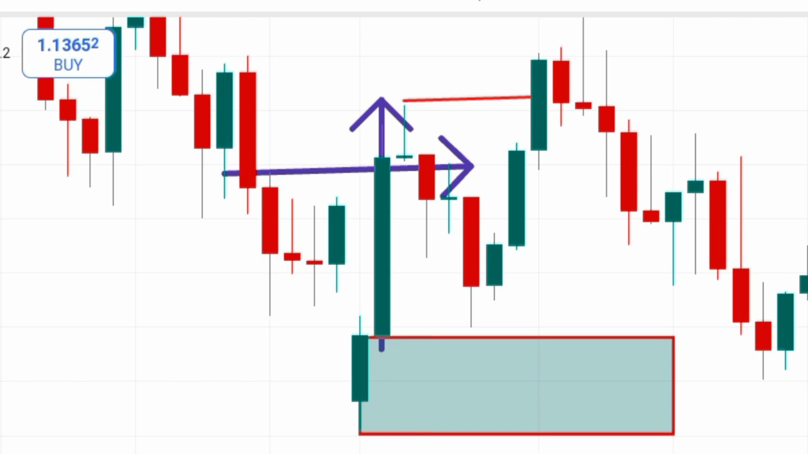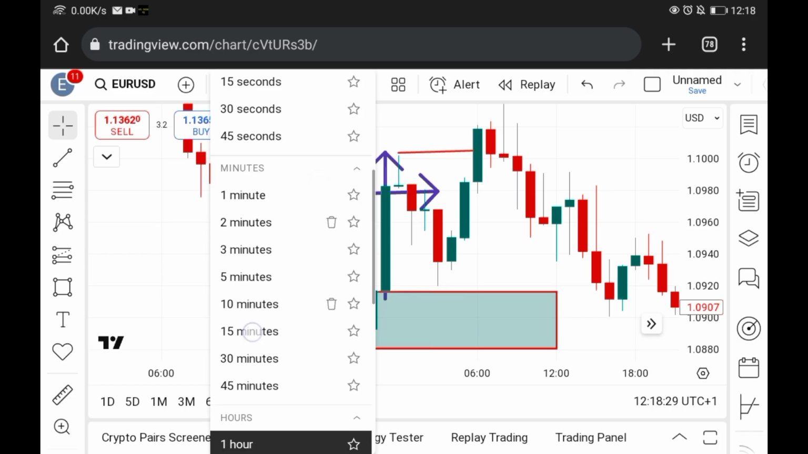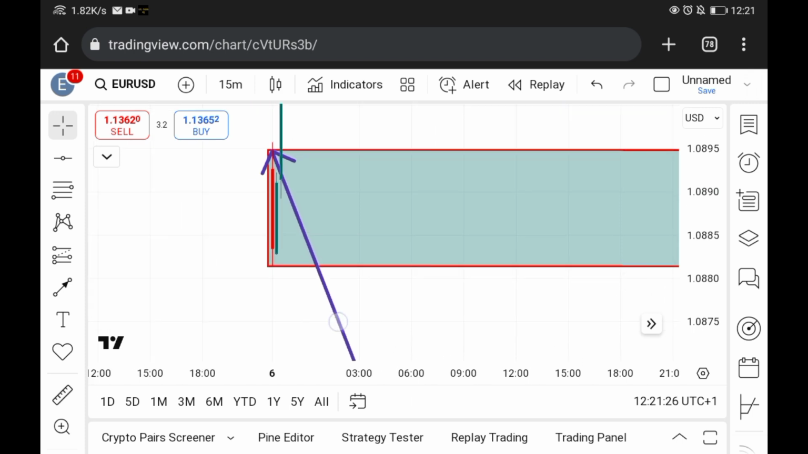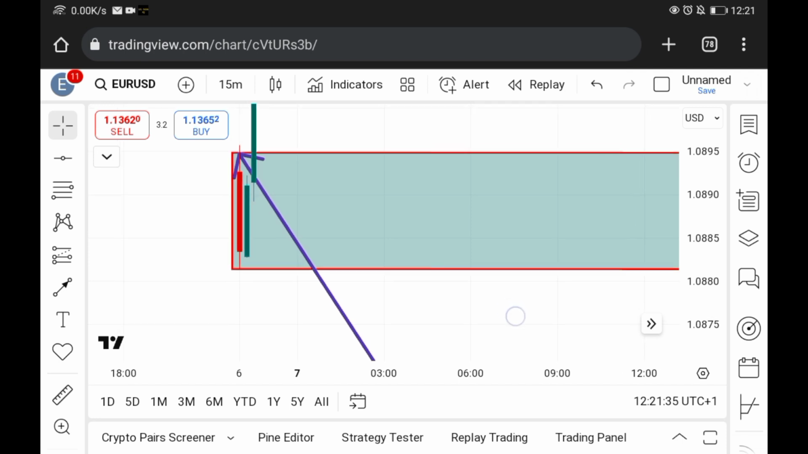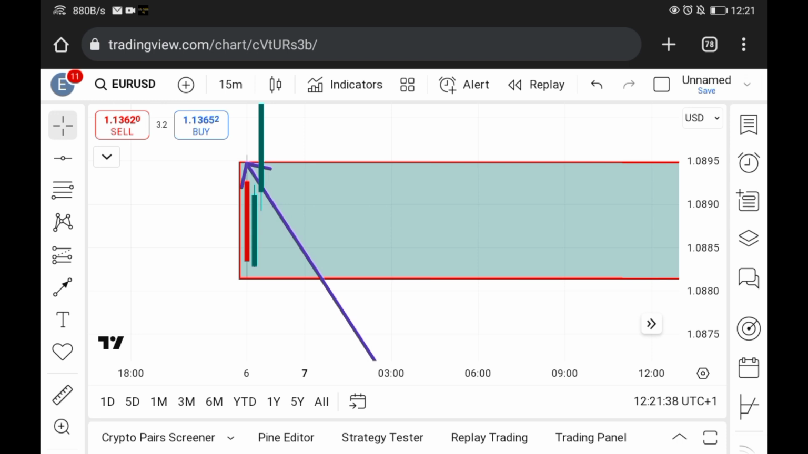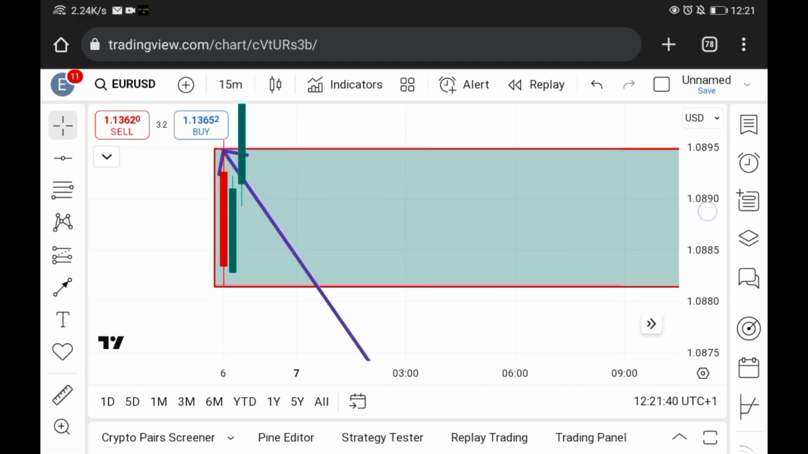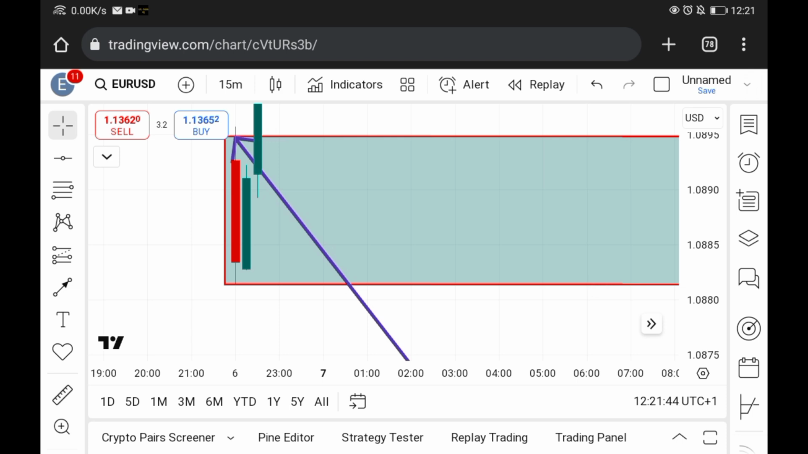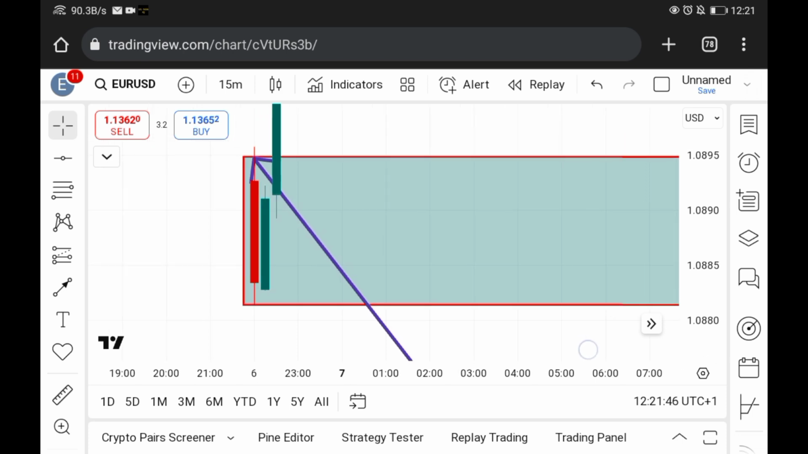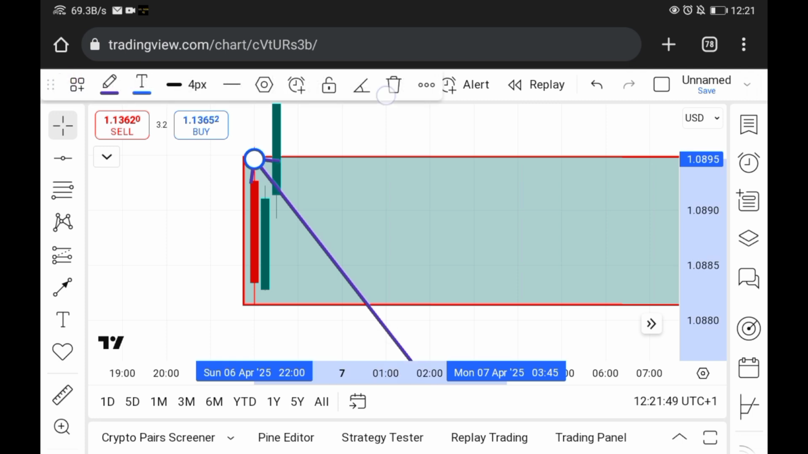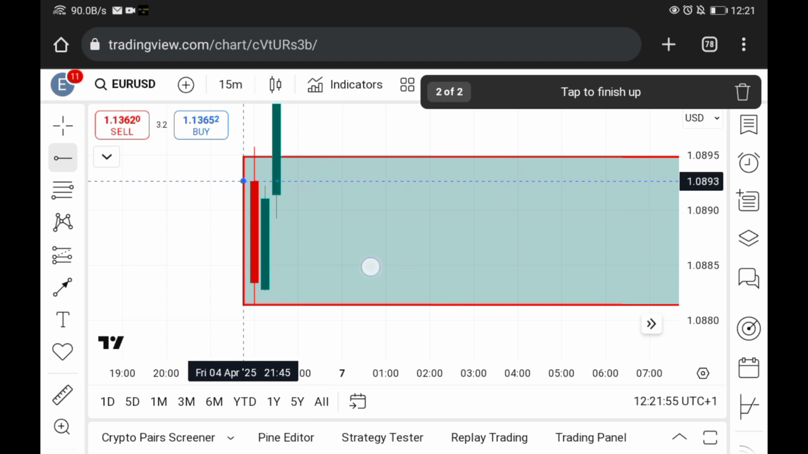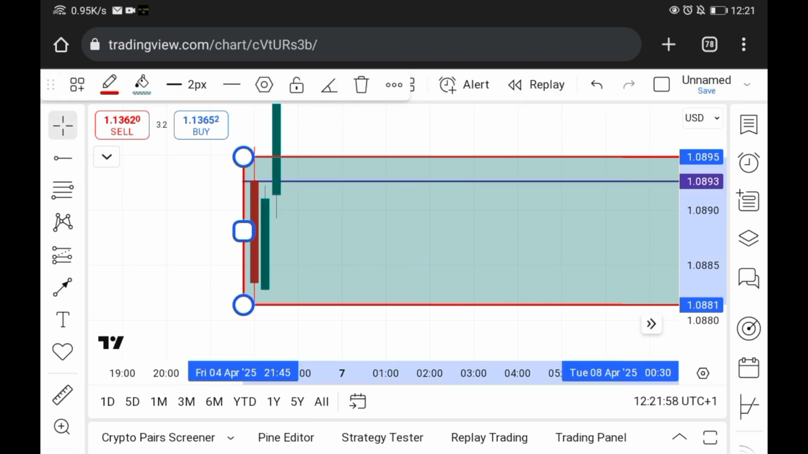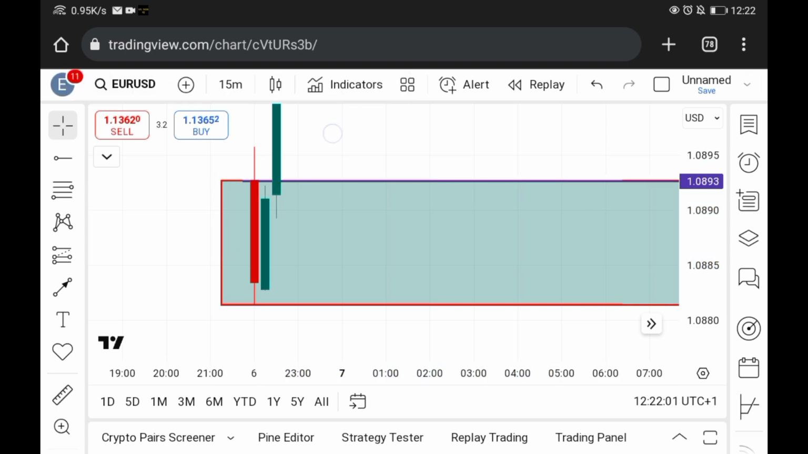So let's go to my M15. Right now I'm on my M15. You can see here was the zone that we drew. On my M15, I have to mark the last bearish candle in this zone, which happens to be this one here. This is my last bearish candle, so I have to bring this thing down to that stage.